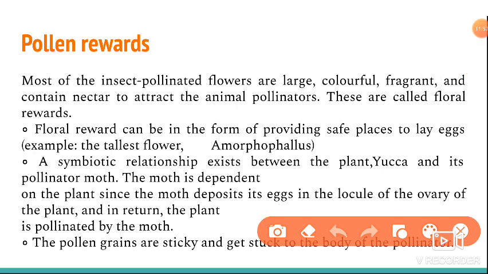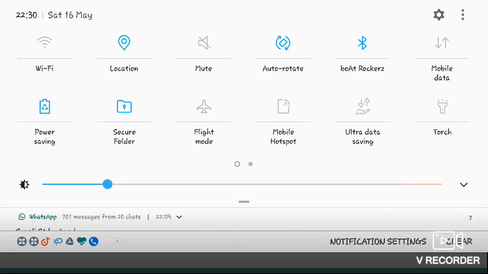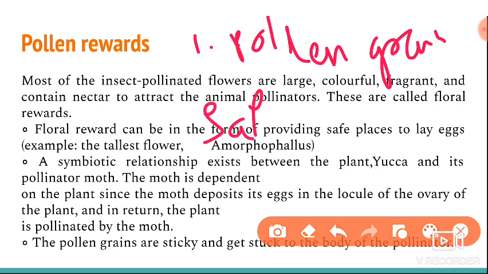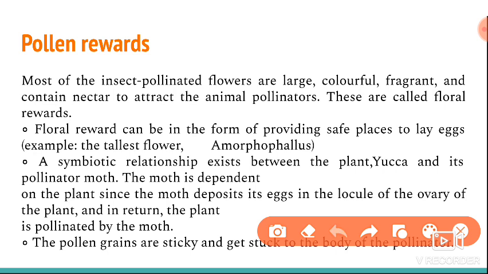Okay, and in your NCERT, they mainly give three important rewards. One is pollen grain itself, which is one reward. I will show it in the next slide.